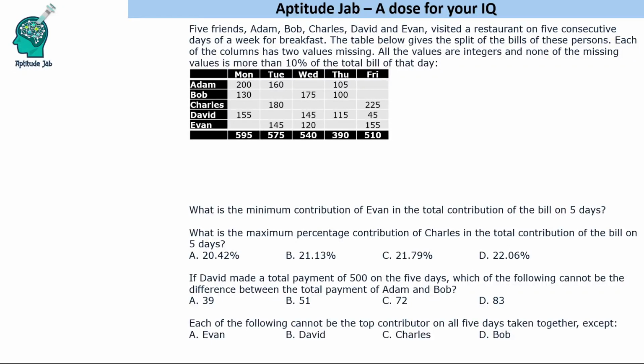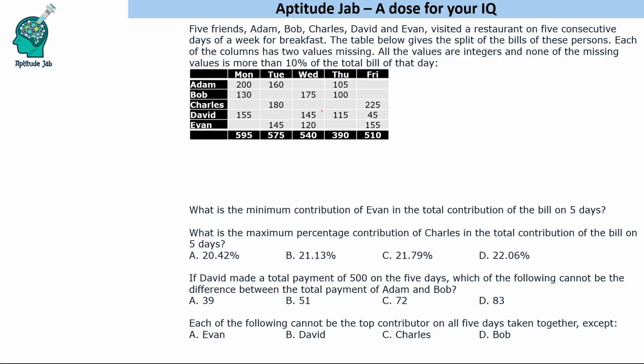This is a logical DI in which we are given a table with missing values. So it says that there are five friends: Adam, Bob, Charles, David, and Ivan. They visited a restaurant on 5 different days, and the table gives the split of the bills.